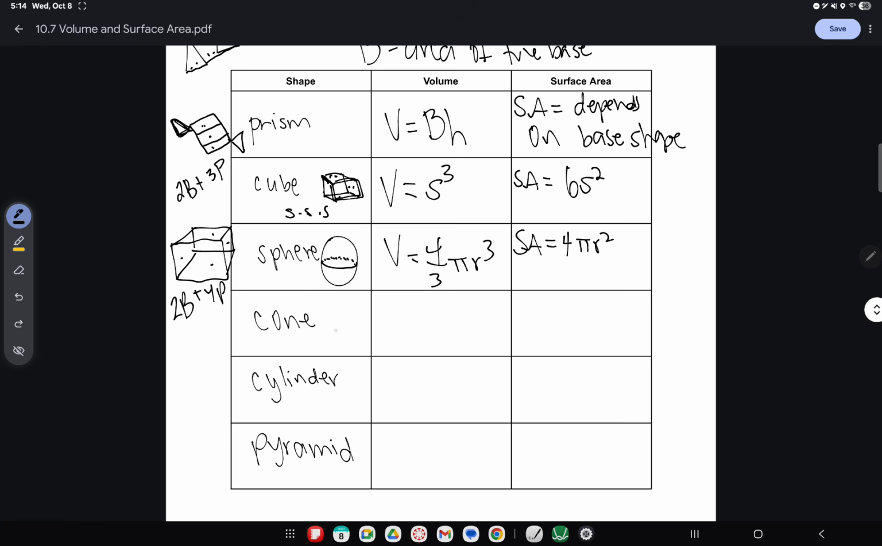We have a cone. Looks something kind of like that. We have a radius of the circle, and then we have a height of the cone. So volume of a cone is 1/3, and then area of the base, which is the circle, and then times the height.